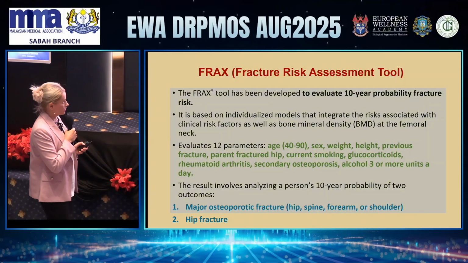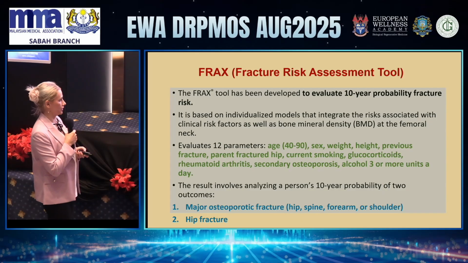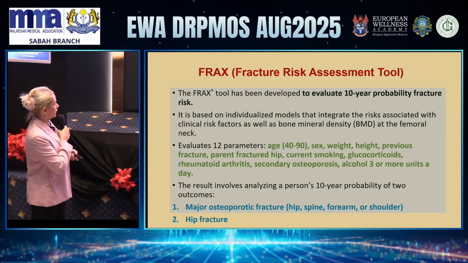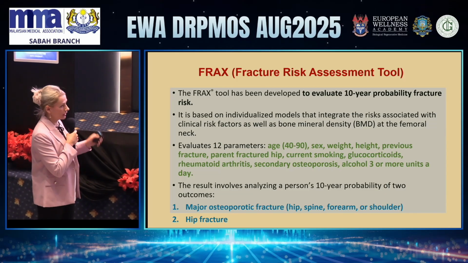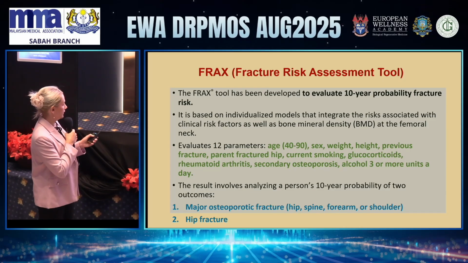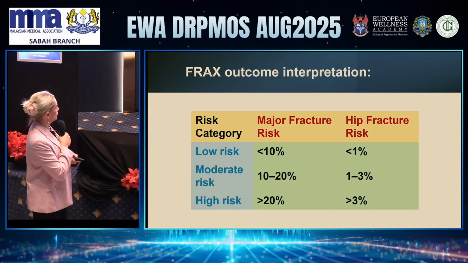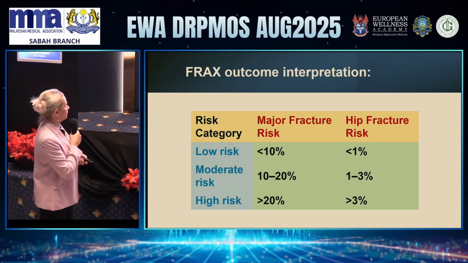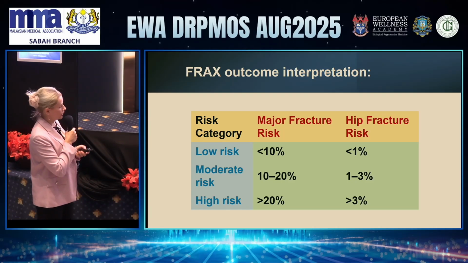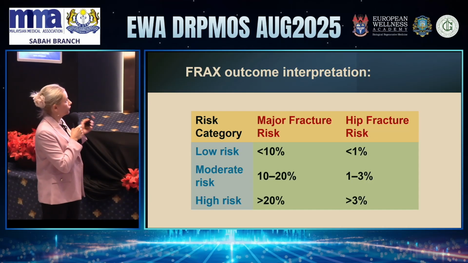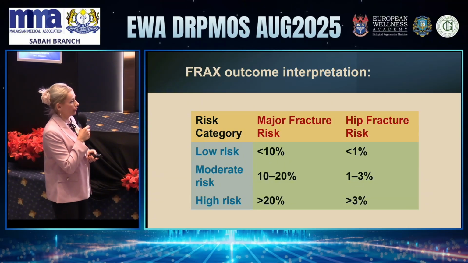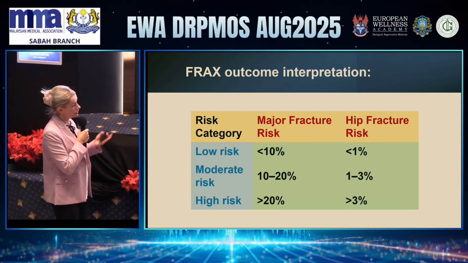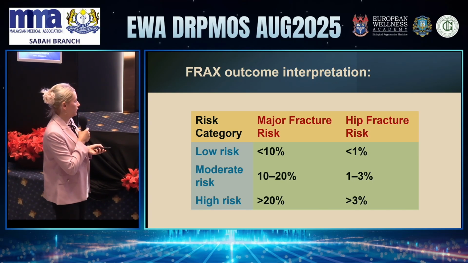So two outcomes you receive after undergoing this calculation. Major osteoporotic fracture, which is the common risk of the hip, spine, wrist and shoulder, and also separately the hip fracture. This is the chart of parameters, normal and abnormal. Low risk is below 10% for the major fracture risk, and below 1% for hip fracture. Moderate is 10 to 20%, and for hip fracture 1 to 3%, and high risk is more than 20% for major fracture risk, and for hip only more than 3%. When you are at high risk, it's a sign to take action and start treatment, actually.